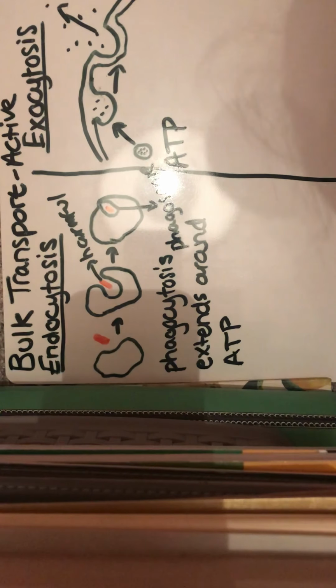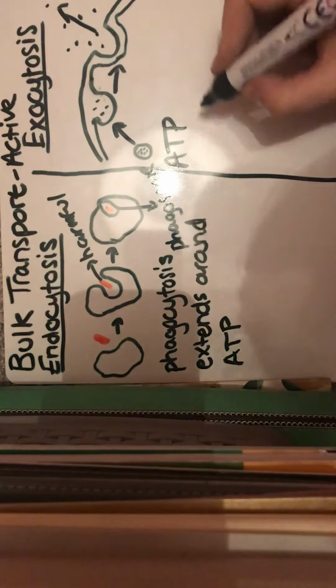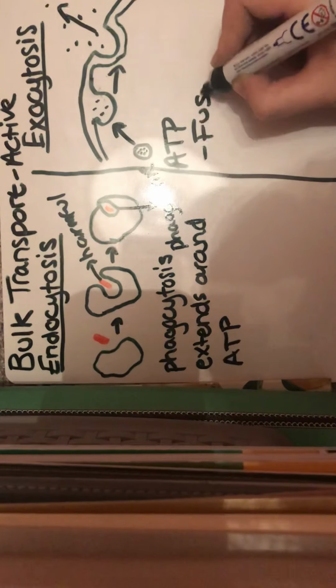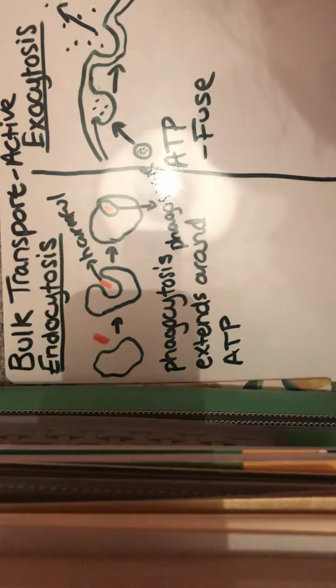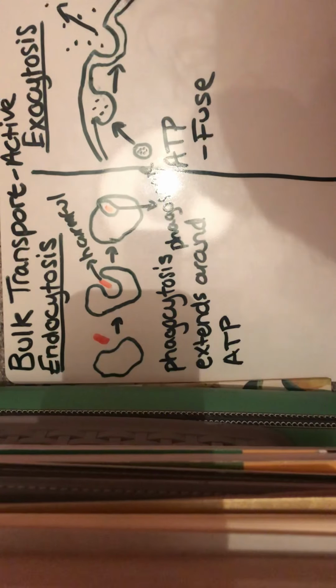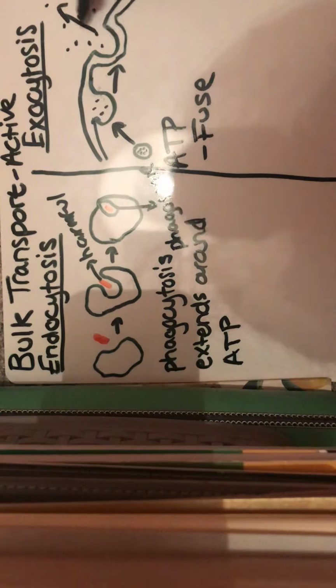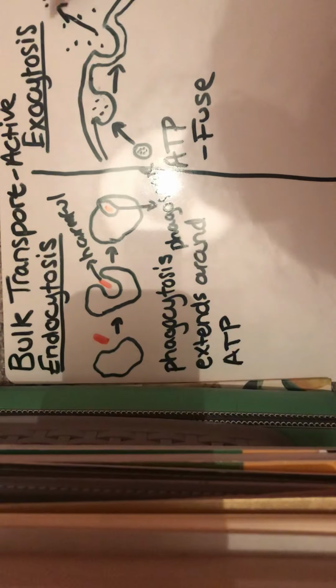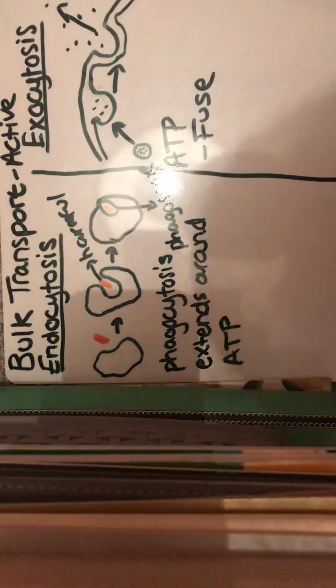And the cell surface membrane and the membrane of the vesicle are fused together. And after this happens, the fused site opens, as we can see here, and it's going to release the contents of the secretory vesicle into the extracellular fluid.